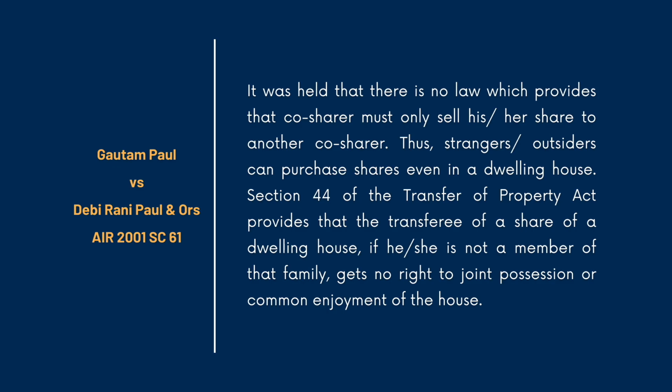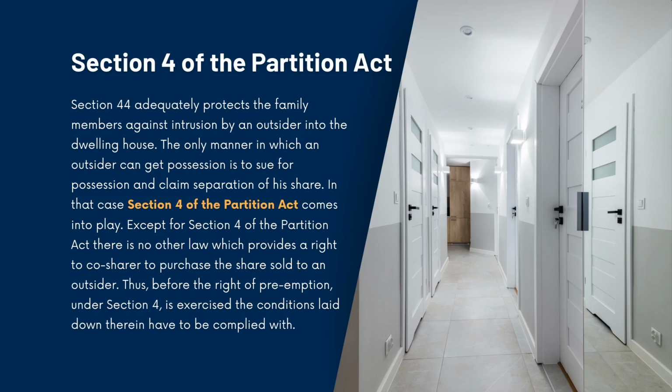Section 44 of the Transfer of Property Act provides that a transferee of a share of a dwelling house, if he or she is not a member of the family, gets no right of joint possession or common enjoyment. Section 44 therefore adequately protects the family members from intrusion by an outsider into the dwelling house. The only manner, as we've discussed twice before, in which an outsider can get possession is to sue for possession and claim separation of his share. In that case, Section 4 of the Partition Act comes into play.